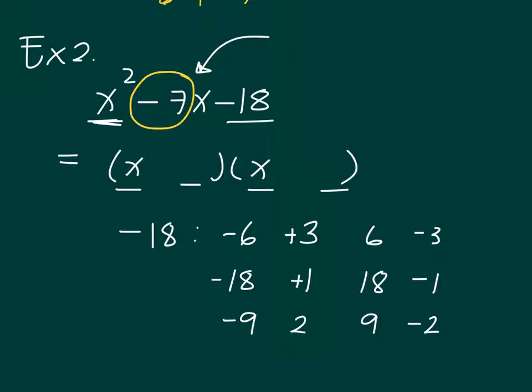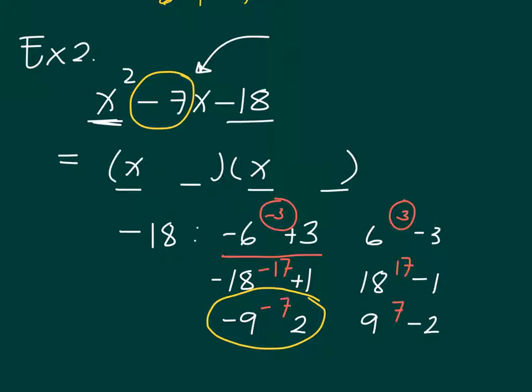Now take a look at negative 6 and 3. The sum is negative 3. This is not what we need. This is 3, this is negative 17, the sum. This is positive 17. This is negative 7. This is positive 7. And it is very clear that the combination of numbers should be negative 9 and 2. So that means our factored form should be x minus 9 and x plus 2.